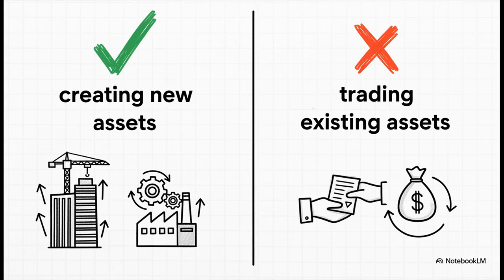So, to put a fine point on it, the I in our equation is all about the creation of new physical assets. It's not about trading financial ones. It's about actually building up the economy, not just moving money around inside of it.